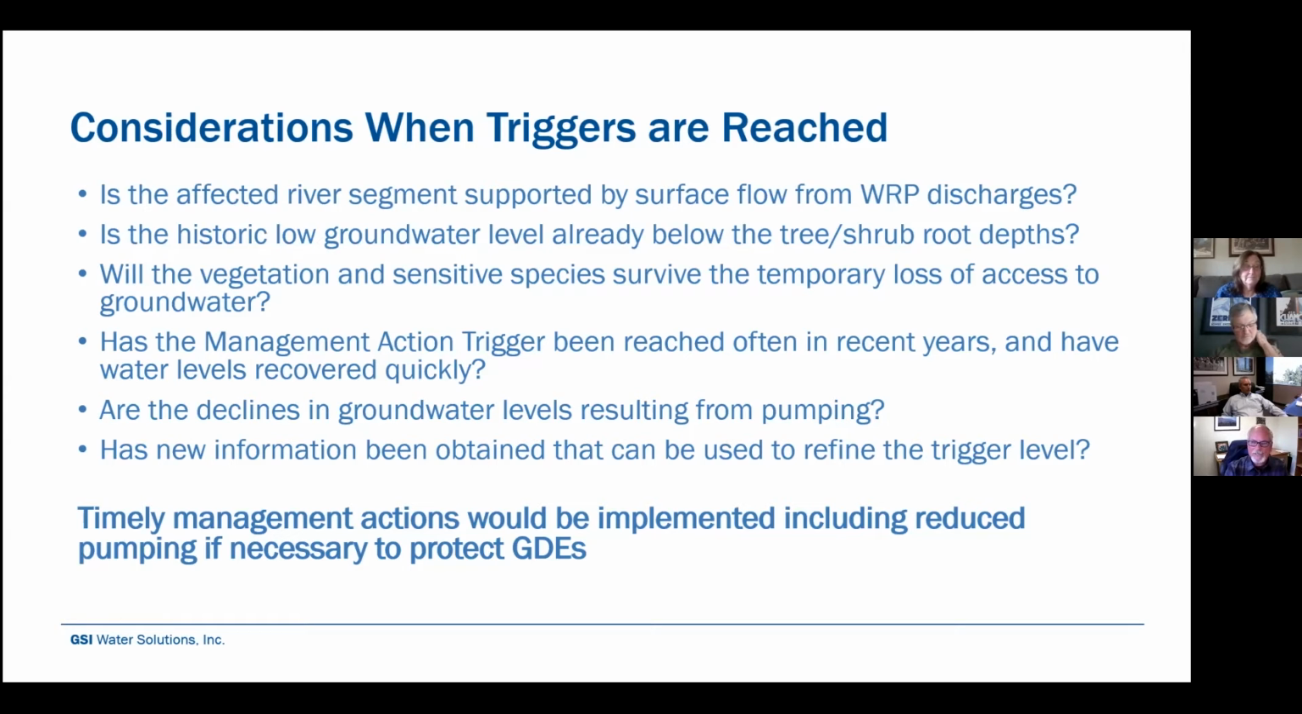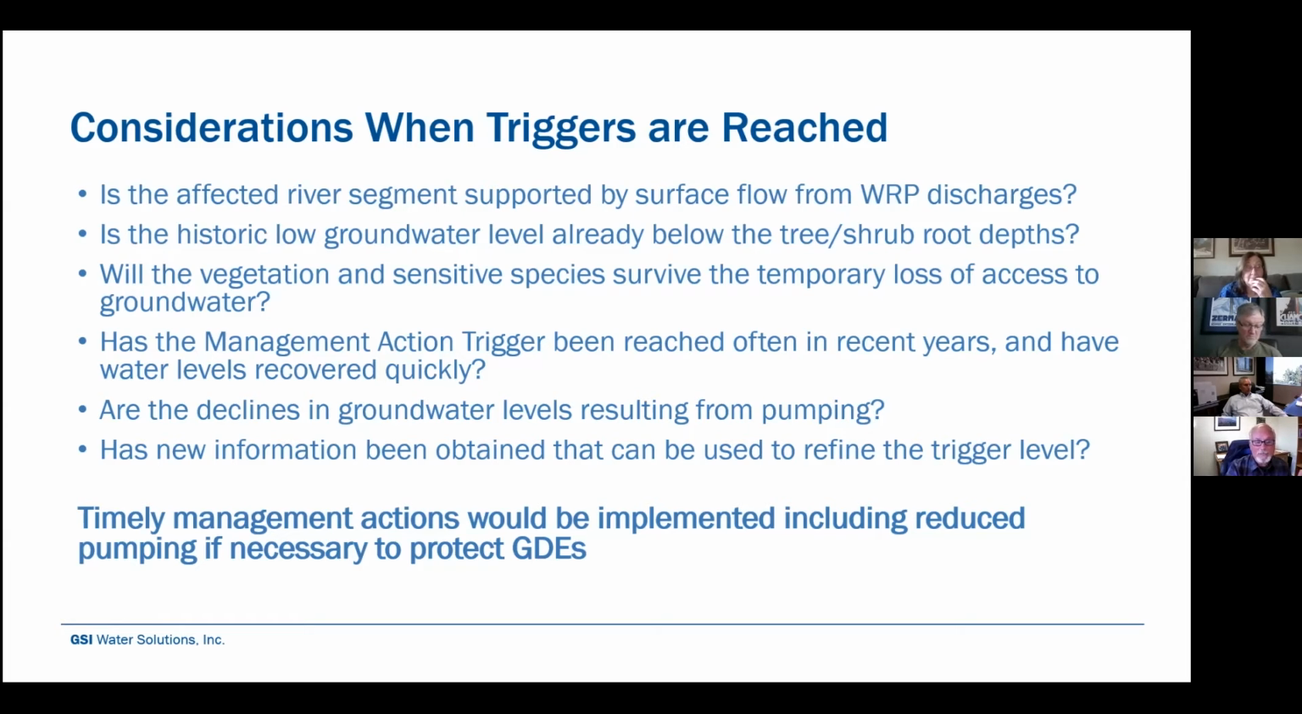The other question, and again, this is a biologist's question: will the vegetation and sensitive species survive temporary loss of access to groundwater in that particular area? Has that management action trigger been reached often in recent years, and have those levels recovered quickly, and how quickly? Are the declines in groundwater levels resulting from pumping? That's kind of a key issue. We're already talking about ways in which we can anticipate whether or not that's likely to occur. We can talk more about that later.